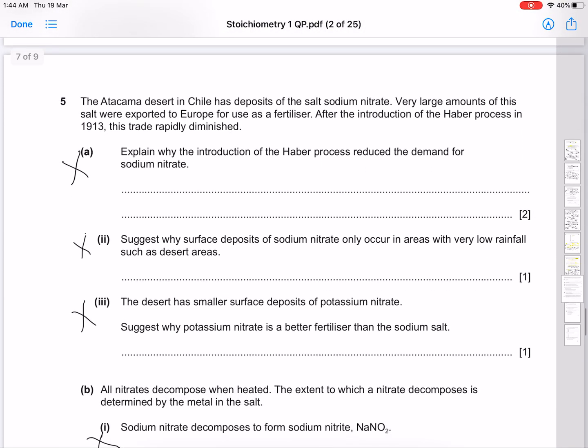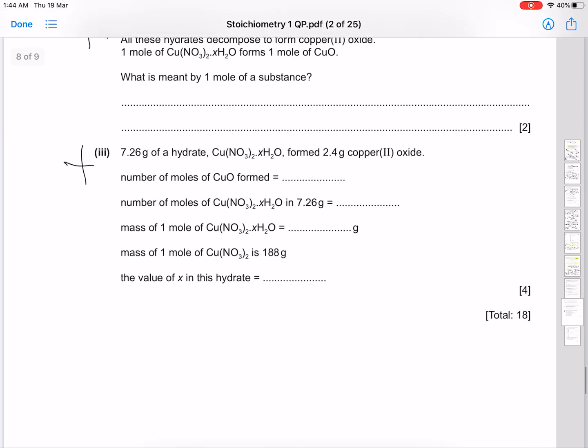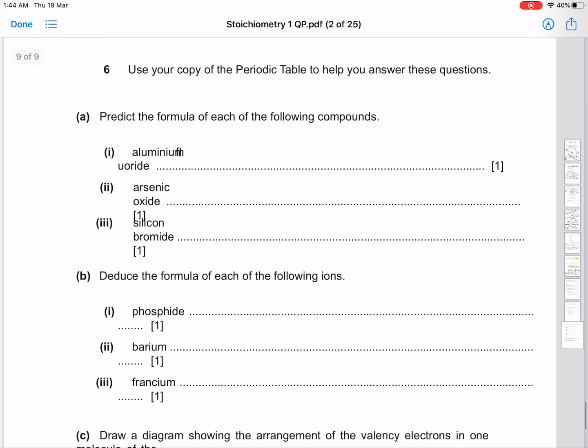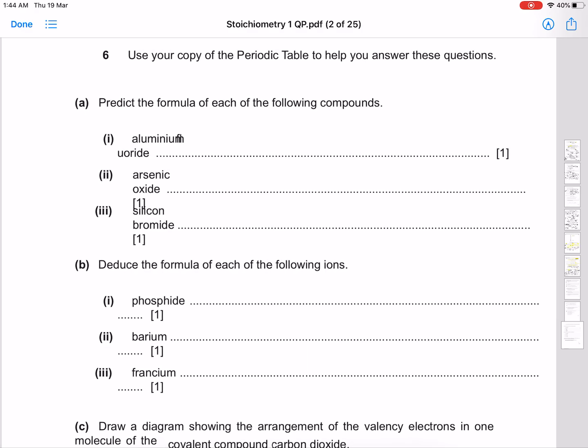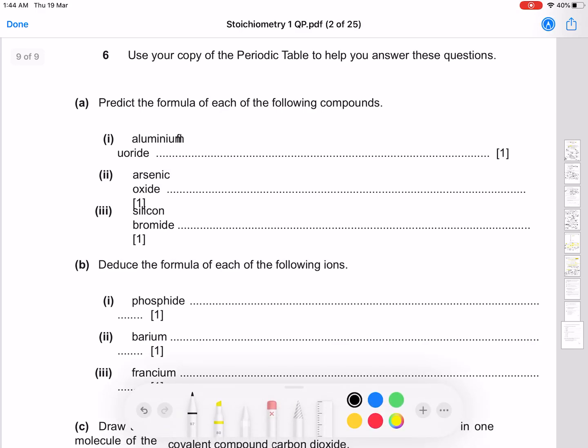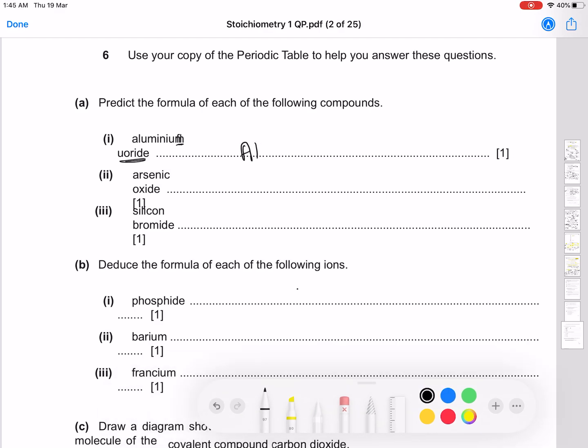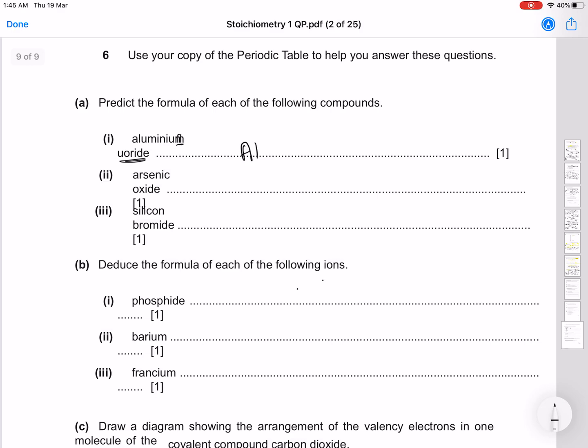Next, question 5 is out of scope of Oxford AQA IGCSE, so I'm just going to skip it. Last question, which is question 6. Predict the formula of each of the following compounds. That's very easy, I hope. Aluminium fluoride, it's not very clear, but this is aluminium fluoride. So I'm just going to write aluminium over here, and then the fluoride.